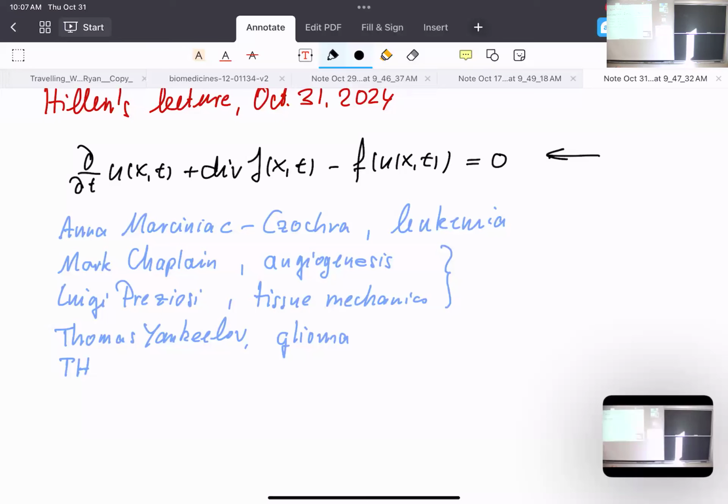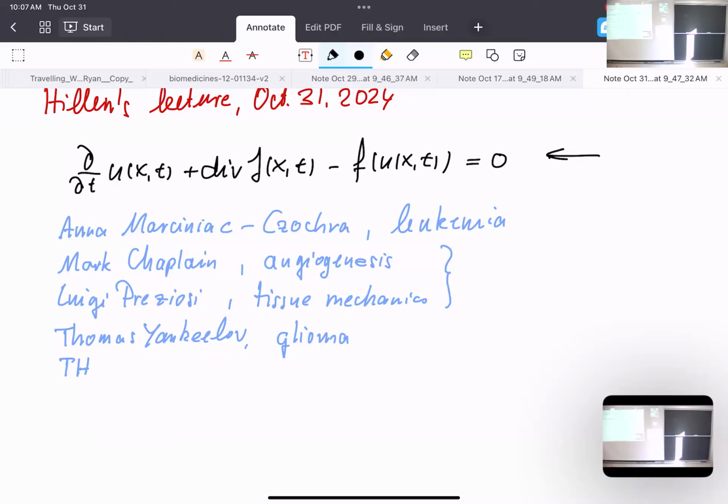So U is some population density, for example, cancer cells. J is a population flux, and let's say a bit more about this today. And then F was a production or decay term, so it could be cell division or it could be cell kill due to a treatment, for example, or whatever reasons they are.